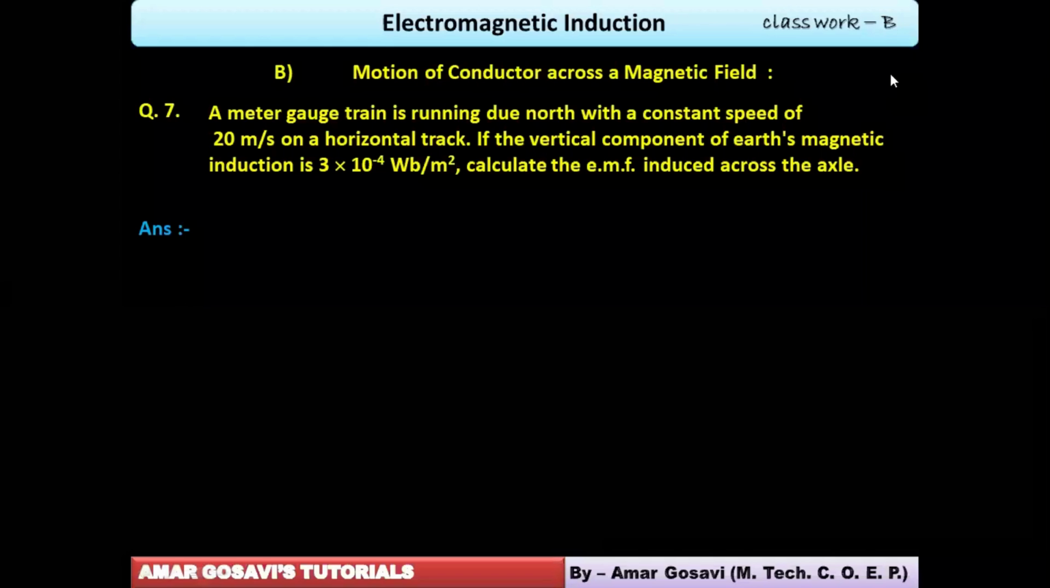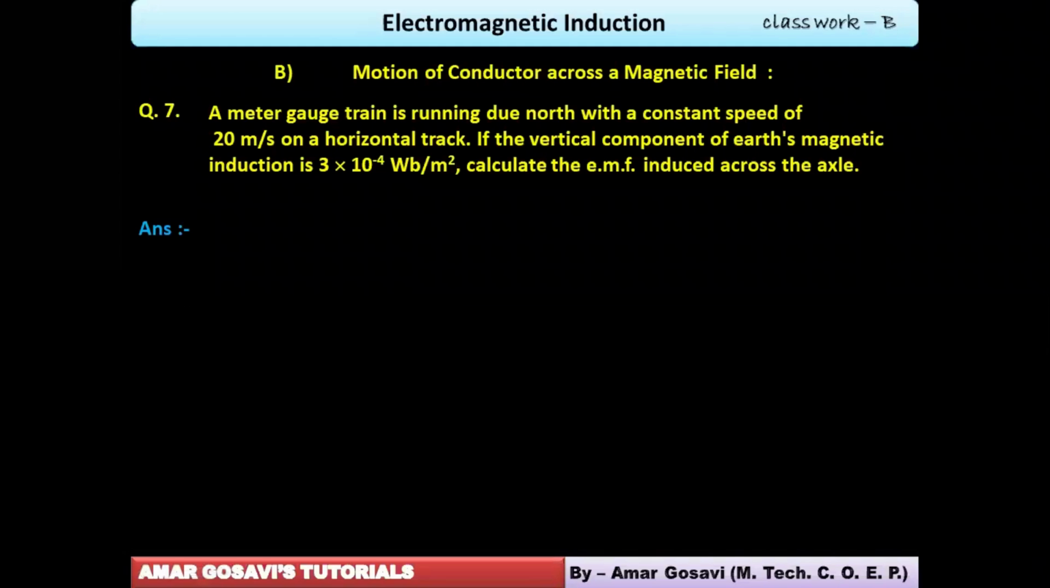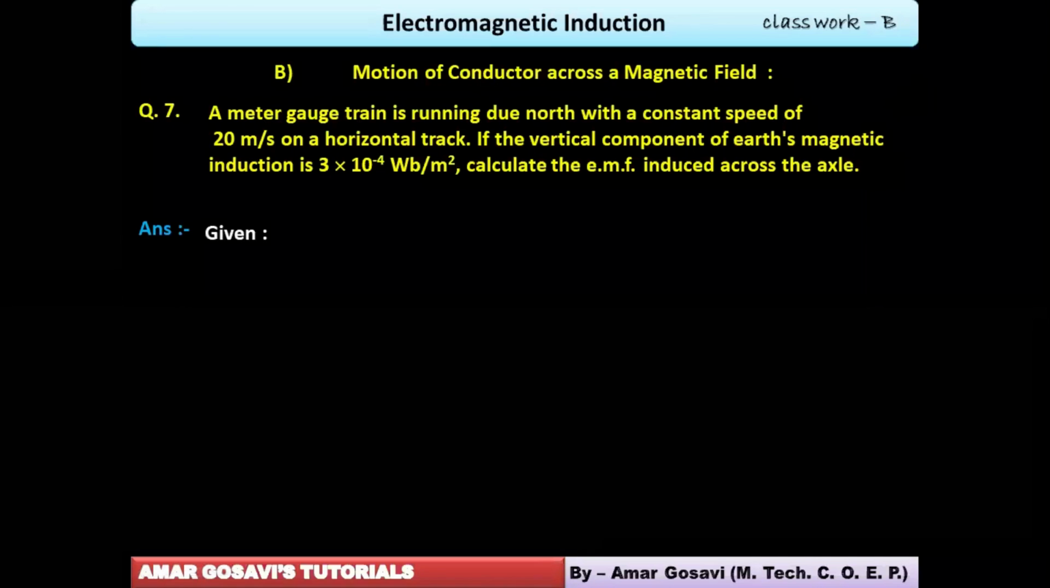Yeah. So these are the problems based on motion of a conductor across a magnetic field. The first one out of it: a meter gauge train. Now, when I'm saying meter gauge train, that means the distance between the two tracks, the gauge, is 1 meter.